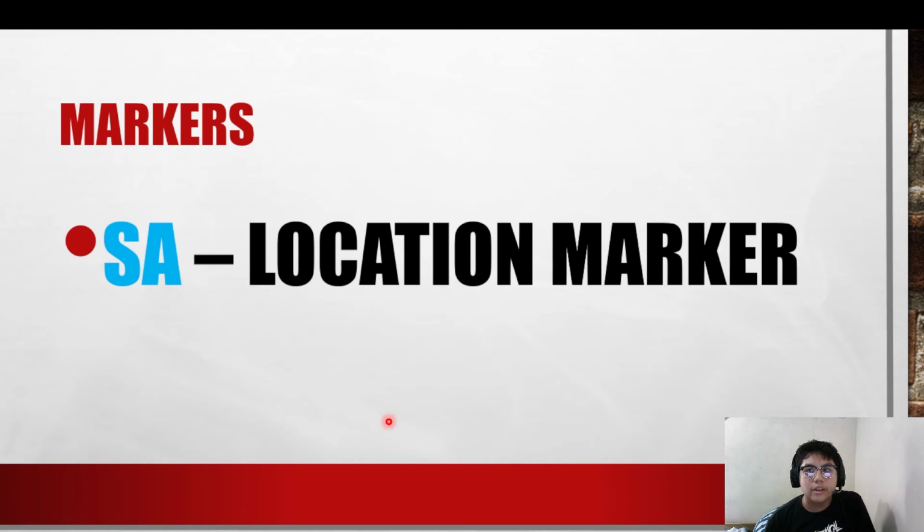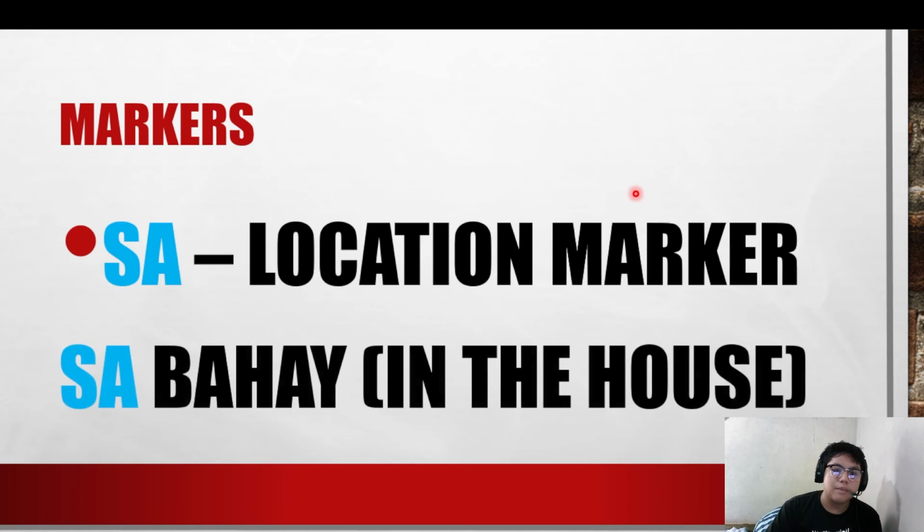Sa is a location marker. It's an all-around location marker. Like how in English you have the words in, out, over, basically on top. In Filipino, you can get away with just using sa. Or to be specific, you can add a specific location word after sa. So for example, sa bahay, it could mean in the house, it could mean at the house, it could mean on the house.